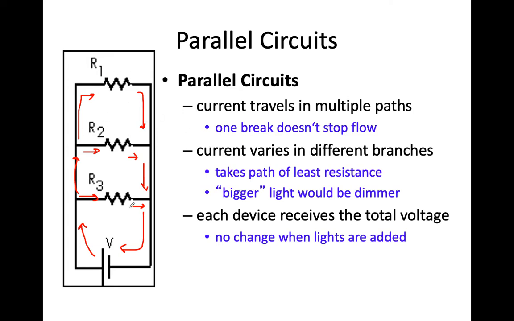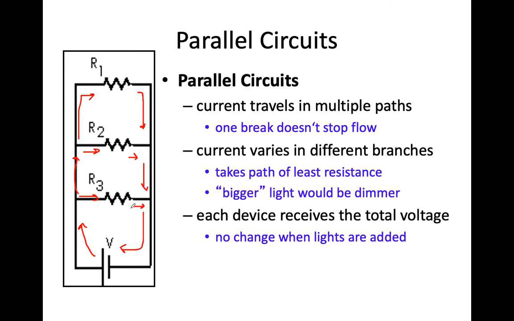Just like humans, current takes the path of least resistance. So let's just say these resistors aren't equal. Let's say this is a really weak resistor and this is a really strong resistor. There'll be a lot more flow through the weaker one than through the strong one. You're going to see that in one of your simulations. The bigger light would be dimmer in a way.